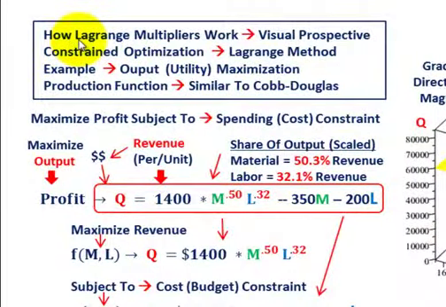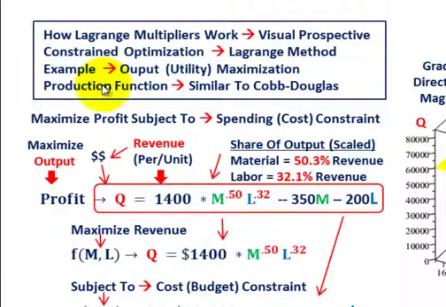What we're going to be going over here is how Lagrange multipliers work, and we'll look at it from the visual perspective. Now, we'd be using the Lagrange method, these Lagrange multipliers, in constrained optimization. And our example here would be based on maximizing some output or some utility.